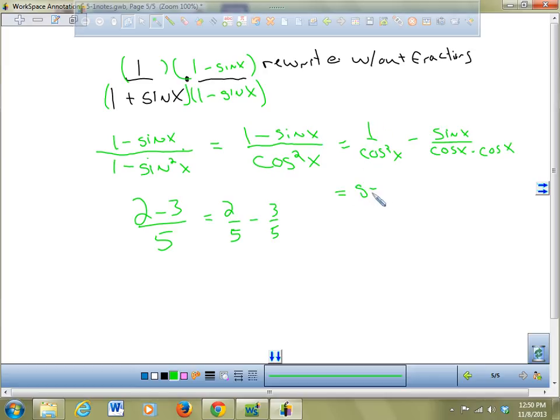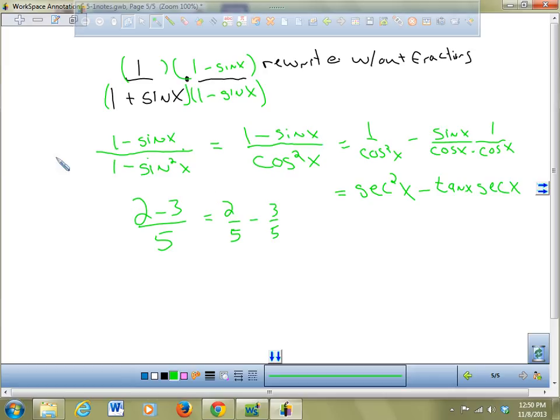That's equal to secant squared x, okay? And this is equal to what, sine over cosine? Tangent x. And it's kind of understood that there's a 1 here, right? What's 1 over cosine x? Secant x. And so now I have written this expression, 1 minus sine of x, as an equivalent expression without any fractions in it.